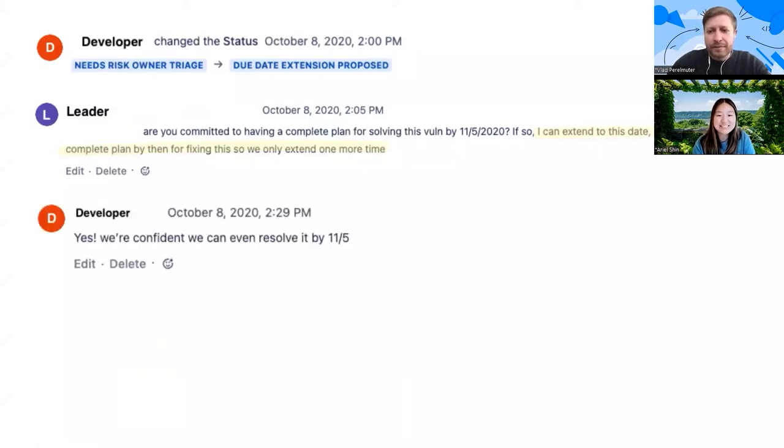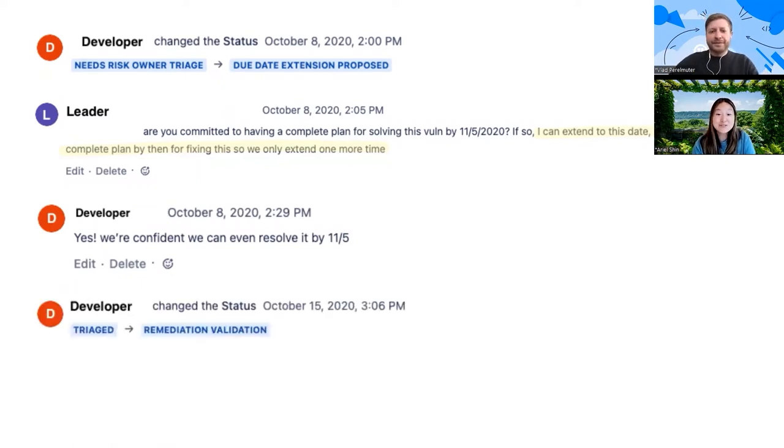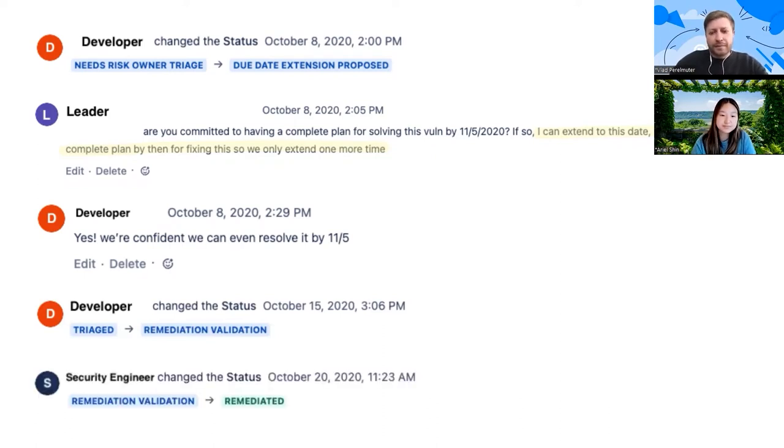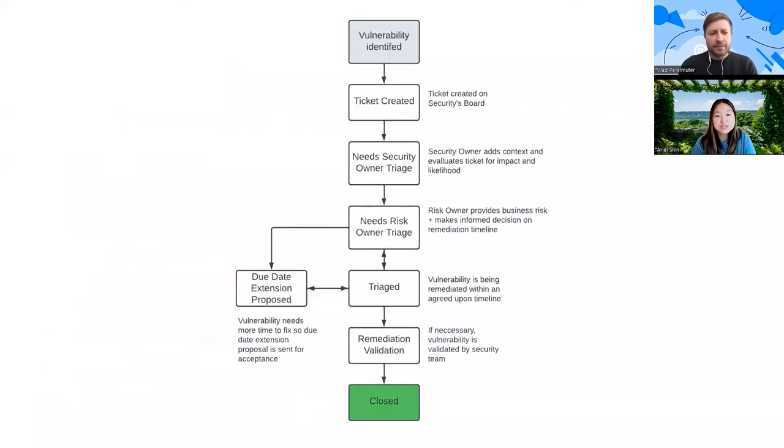The developer responds, "Yes, I'm confident we can solve it before November 5th." They actually fixed it early. Instead of taking an additional month, they fix the vulnerability 7 days after this conversation. Our security engineer has visibility into this conversation, but they're not the ones responsible for this vulnerability or the risk that it carries. They come in when they're actually needed to confirm that the vulnerability was fixed, and then they move it to remediated. This new workflow identifies clear owners at each stage and inherently pushes for accountability.